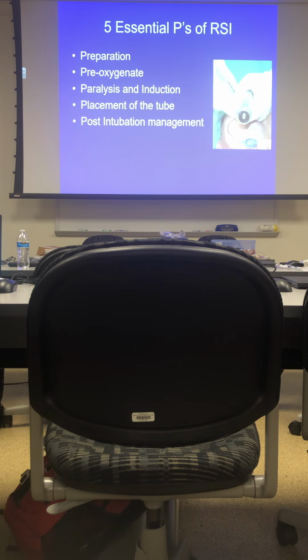All right, so you don't have to memorize these. It's just 5 Ps. We're going to prepare, get everything ready. We're going to hyperoxygenate them. Paralysis and induction. So we're going to give them sedation, these patients, and we're going to paralyze them. We give them a neuromuscular blocker, which is going to stop them from breathing. So we have to make sure everything's ready to go. All right?